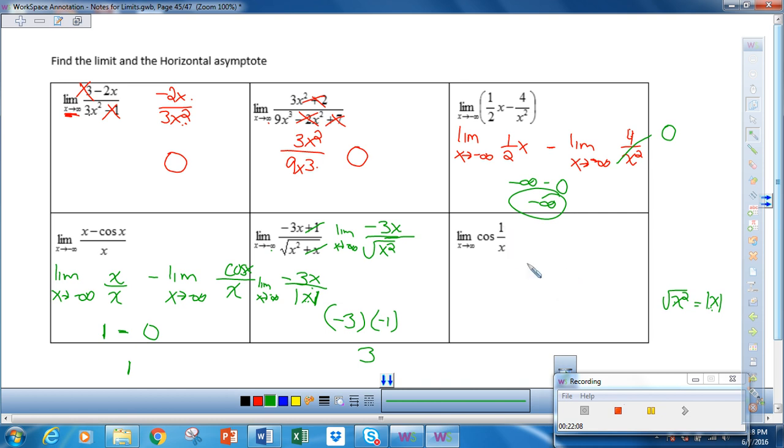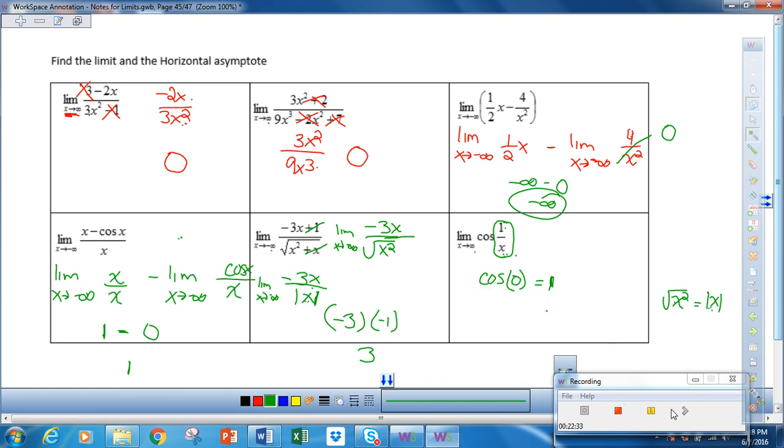Okay? This one is probably going to trip you up too. Because of this one, we want to do it like this. But remember, now we just have 1 over x. We have to do that part first. As this goes towards infinity, x is getting bigger and bigger and bigger. So 1 over x looks like what? 0. And then the cosine of 0 is 1. So that's actually just 1.